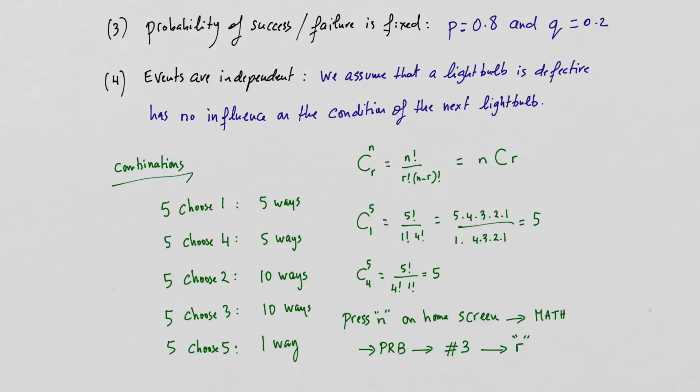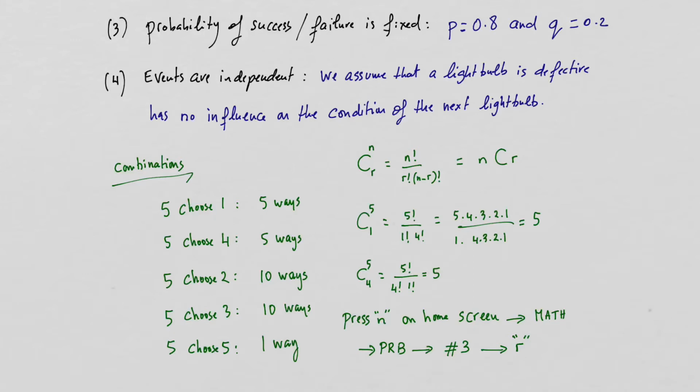And here's my answer. We assume that a light bulb being defective has no influence or no bearing on the condition of the next one or the previous one, okay? So these are the 4 conditions you have to check. Once the conditions are checked, then you can answer any question.